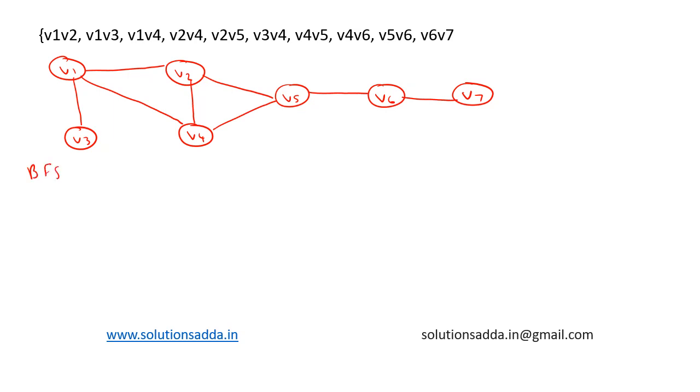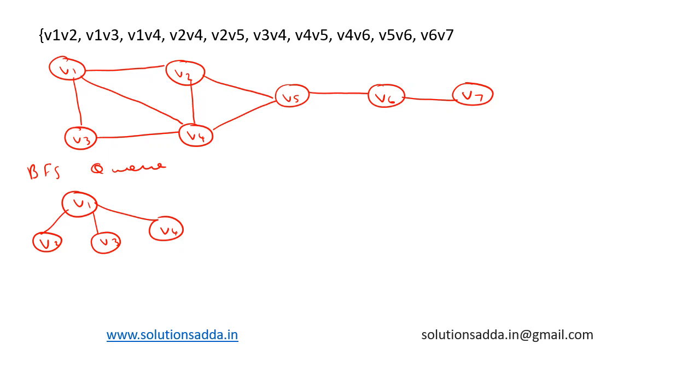BFS uses a queue data structure. Now, suppose V1 is the root node. There is also an edge V3 to V4. One form of traversal is, let's draw all the edges for which V1 is connected. V1 is connected to V2, V3 and V4. So we have V2 here, V3 here and V4 here.